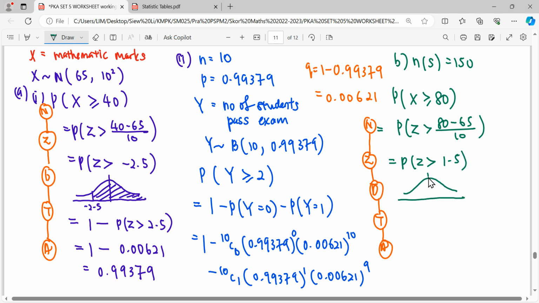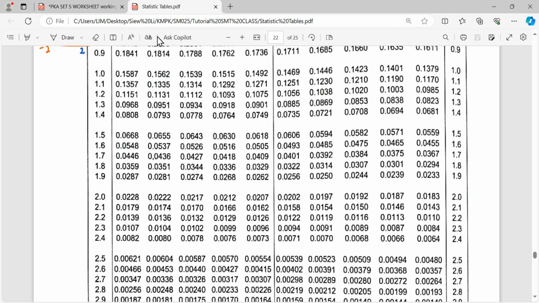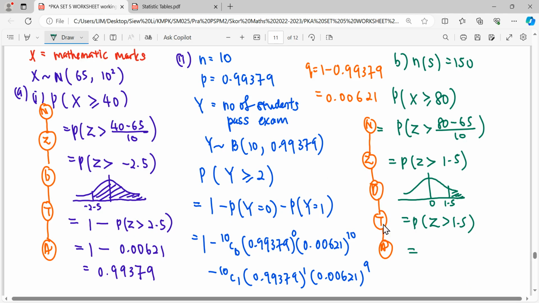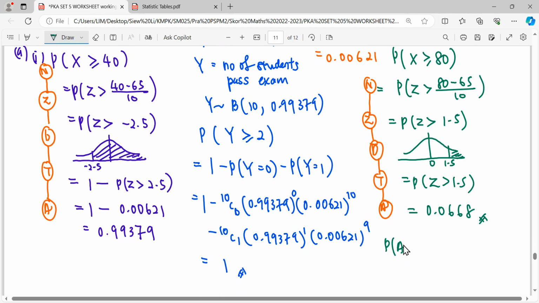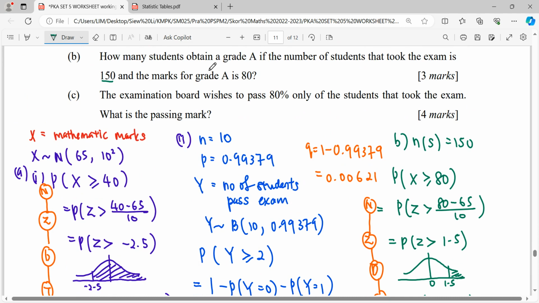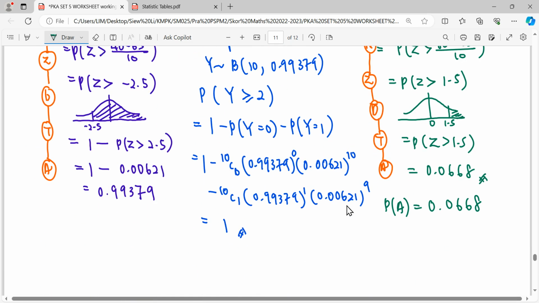And when we draw it, 1.5 more than that, so we can read this tail value for 1.5 straight away from the table, 0.0668. So this is just the probability of getting A, which is 0.0668. To find the number of students getting A, we use back the basic formula for probability.